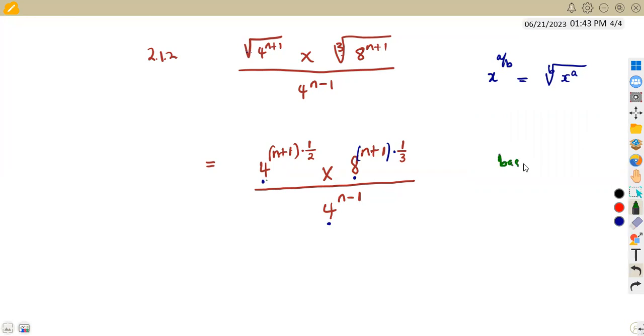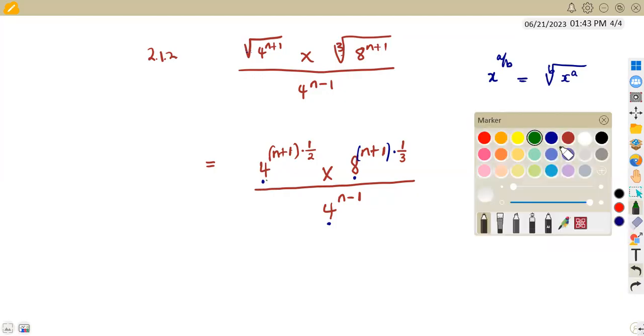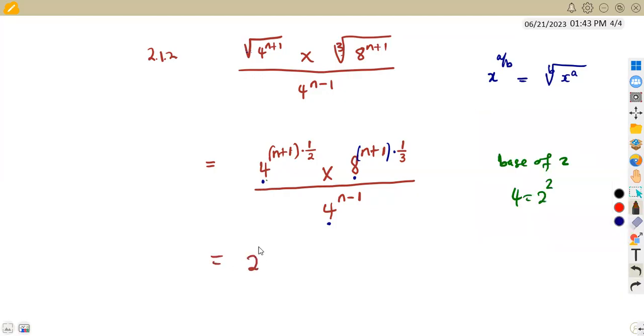So if we are talking about the base of 2, that means the 4 here can be written as 2 to the power of 2 in base 2. 4 is the same as 2 to the exponent of 2. So that means here we are going to have this as 2 to the exponent of 2 into the bracket of n plus 1, but also we have got the exponent of a half. All right, I'm going to explain this later on. 8, the same 8 in base of 2, that's 2 to the exponent of 3. So we've got 2 to the exponent of 3 to the exponent of n plus 1, that was there, times the exponent of a third, which was already there, okay?